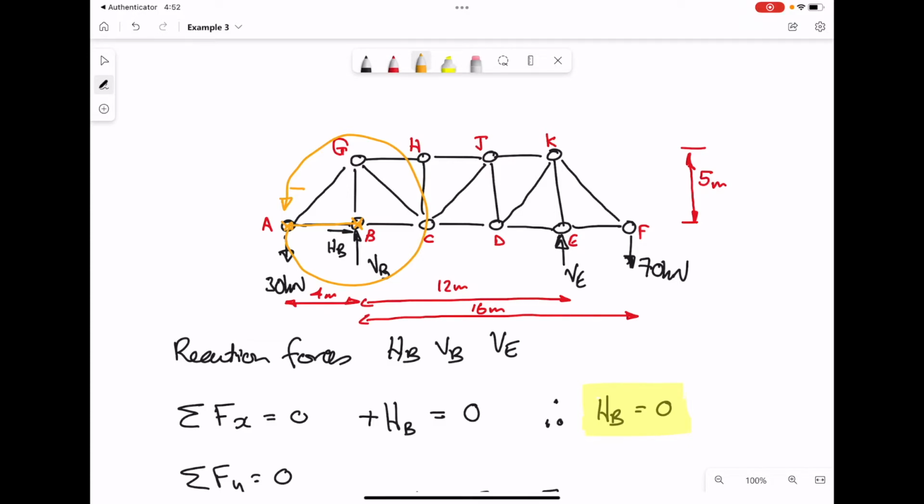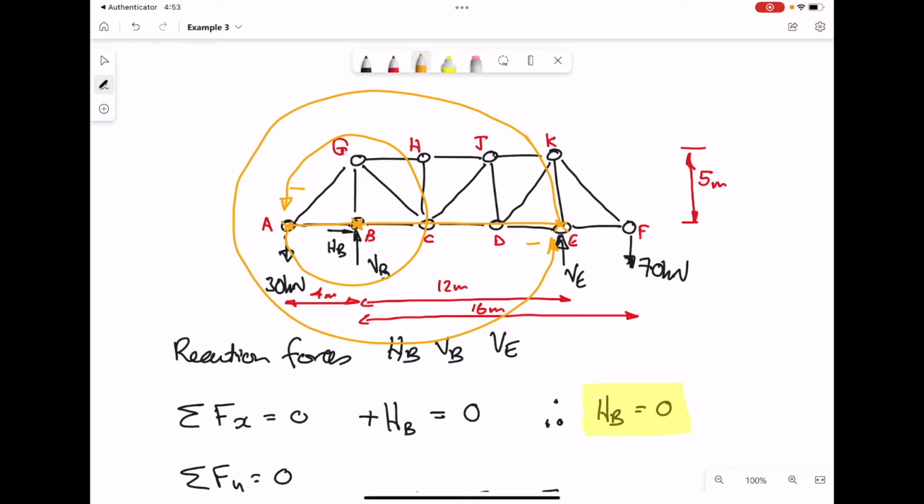Considering force VE, again an imaginary piece of string, you hold the piece of string at point B, VE is on the end of the piece of string. How would it rotate around point B? It would want to rotate in an anti-clockwise direction, negative moment.